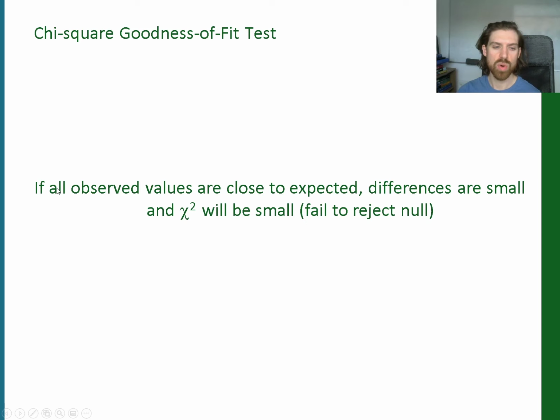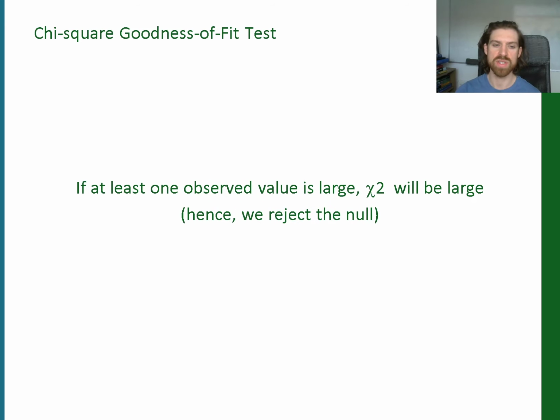So essentially, we're looking at whether the observed values are close to expected. If all the observed values are close to expected, the differences are small and chi-squared will be small, in which case we would fail to reject the null hypothesis. The opposite is that if at least one of the observed values is far from expected, then the chi-squared value is going to be large, and therefore, depending on the value we obtain, we're more likely to reject the null hypothesis, because it would be more likely that you have significantly different data from the population.